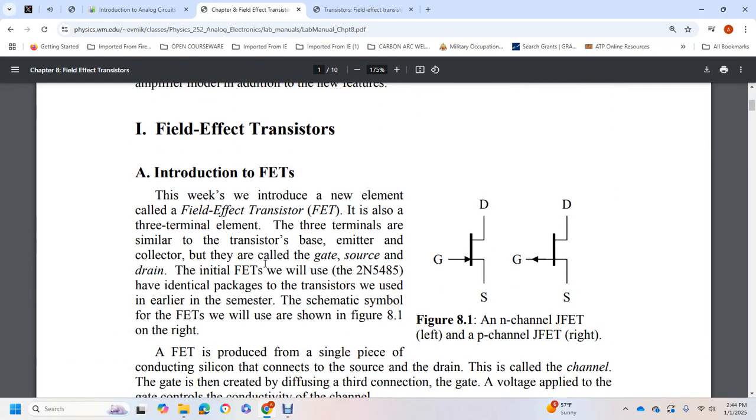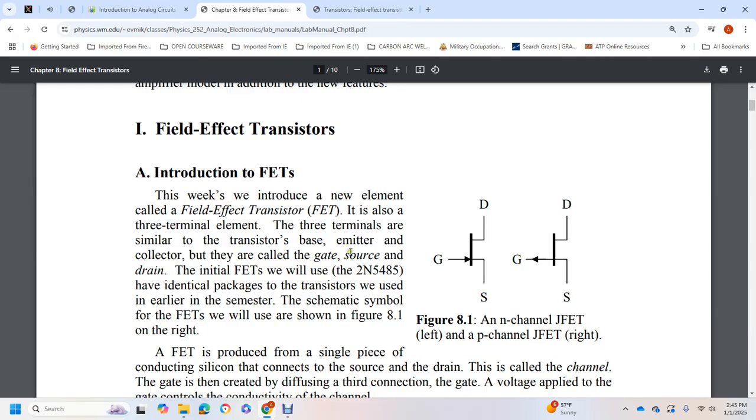In addition, we have a new element called the field effect transistor, FET, which is also a three-terminal element. The three terminals of the transistor are the base, the emitter, and the collector, and here they are called the gate, source, and drain. The initial field effect transistors have an identical package to the transistor. The schematic symbol for the field effect transistor is shown in Figure 8.1 on the right. Now we have arrows going to and from. The left would be a negative channel, the right a positive channel.